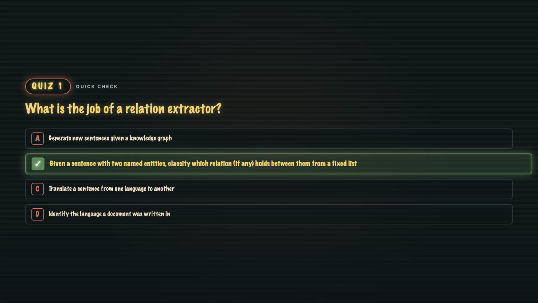B. Take 2 already identified entities. Decide which of a pre-declared relation set fits. Founded by, employed by, located in, or no relation. Classic supervised classification. The hard part is the labeled data, which is why distant supervision and OpenIE became so important.